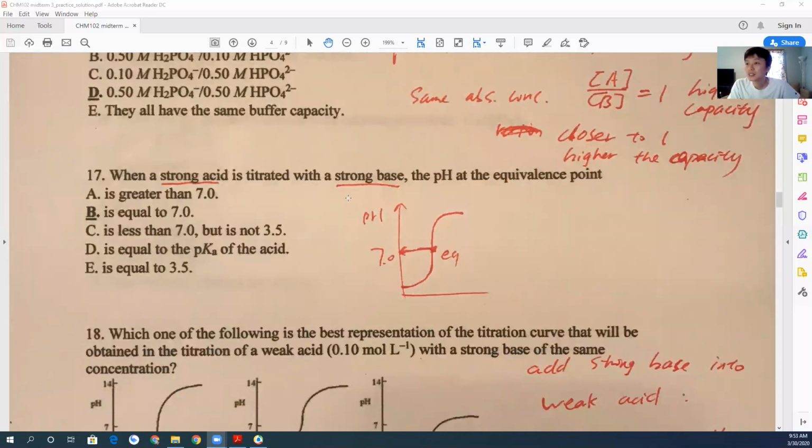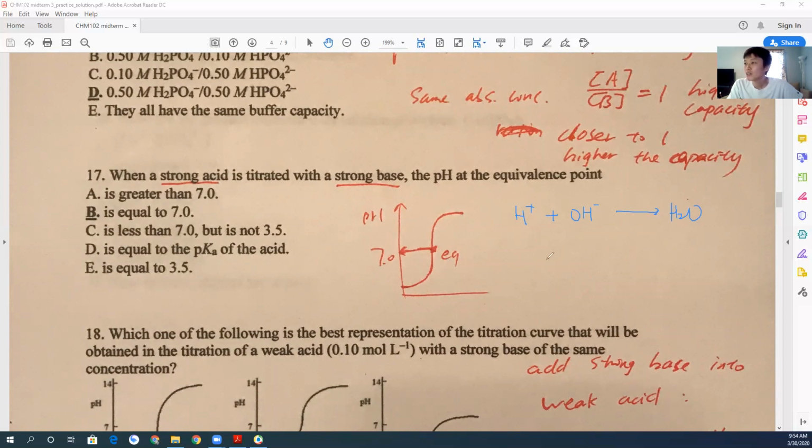Number 17, when a strong acid is titrated with a strong base, what's the pH of the equivalence point? That will be equal to 7. Every time you have a titration between a strong acid and a strong base, you have an equivalence point at a pH of 7. The strong acid completely dissociates, giving you protons. The strong base completely dissociates, giving you hydroxide. So that will give you water, which corresponds to a pH of 7.